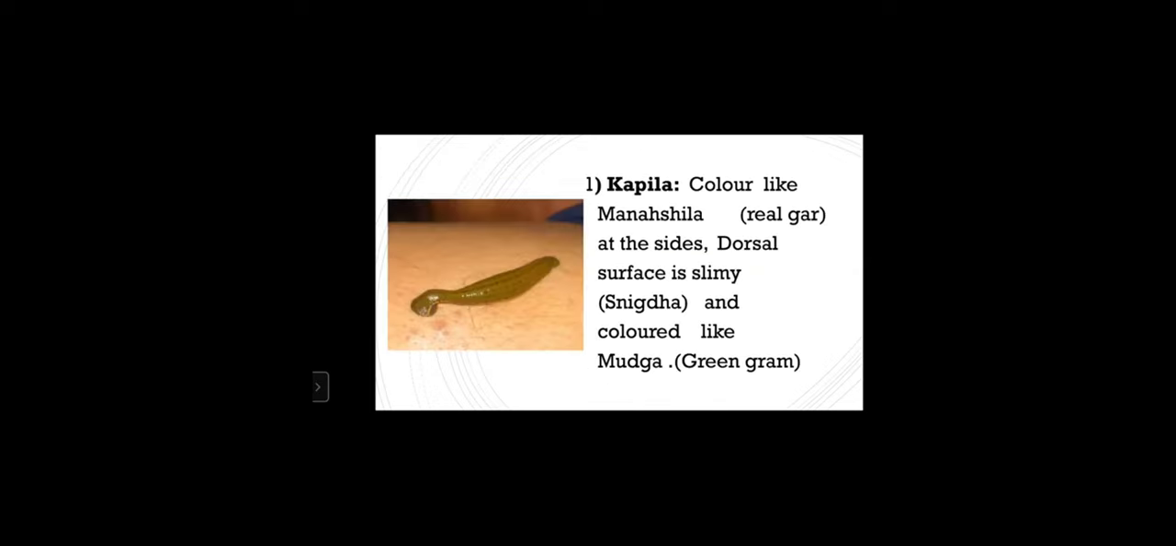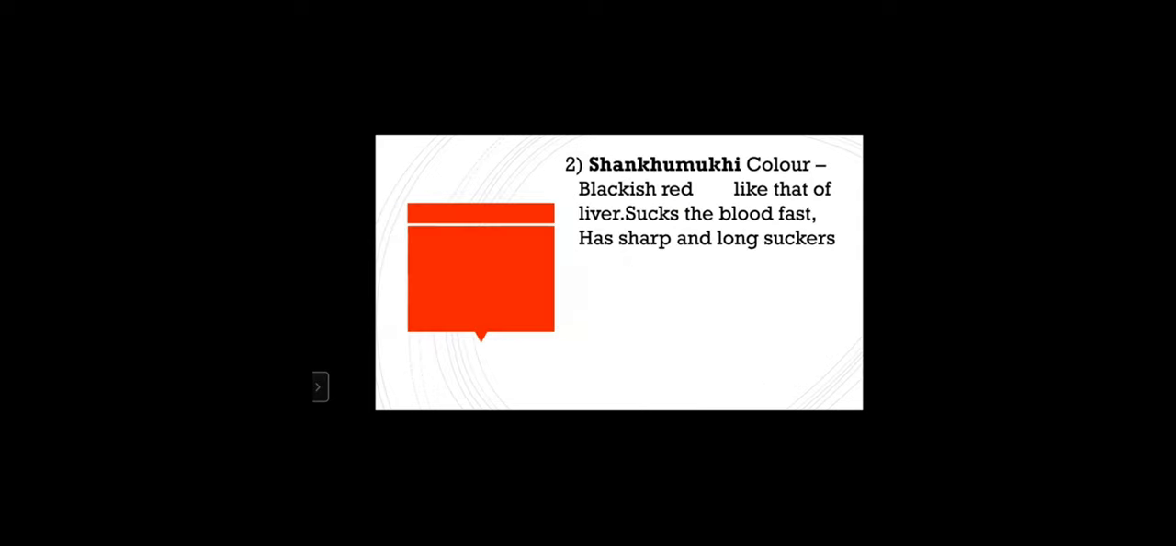You have to memorize the slokas for each feature. I will be sharing that in the notes. Kapila: you can see one small line on the sides, the color of Manashila at the sides. The dorsal surface is slimy and the color is like Mudga, green gram. So that is Kapila. Shankamukhi: blackish red like liver, and it will suck very fast.